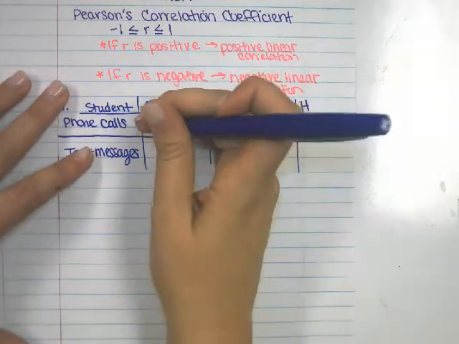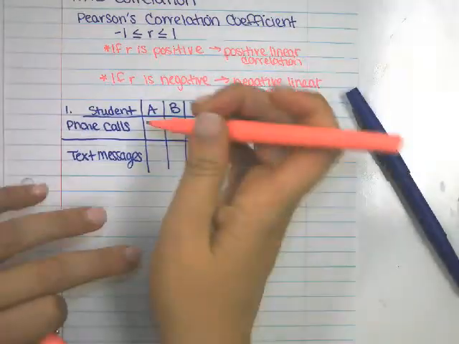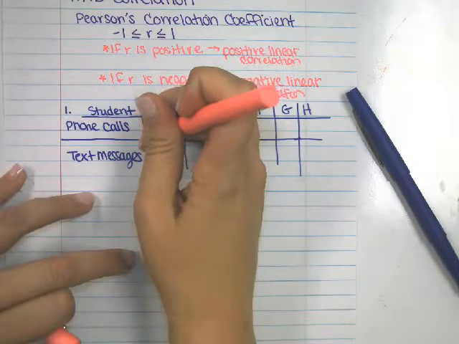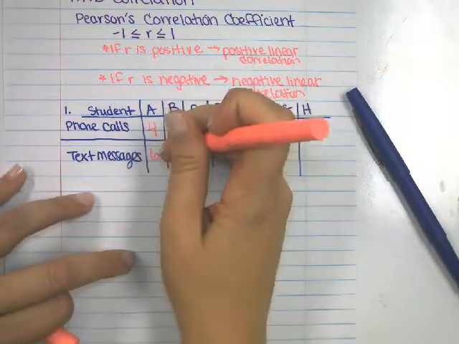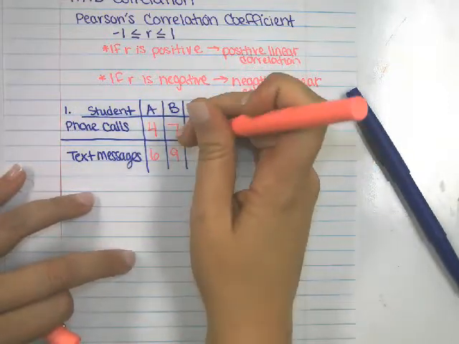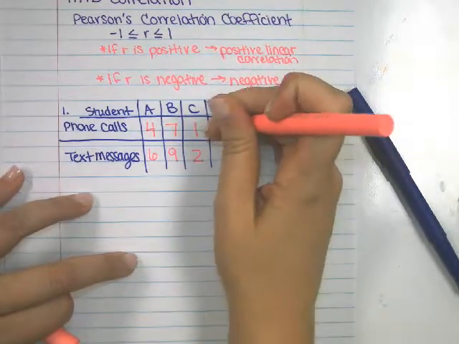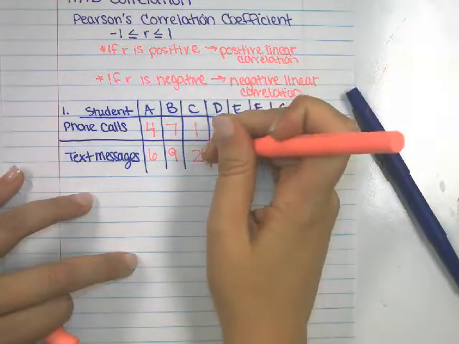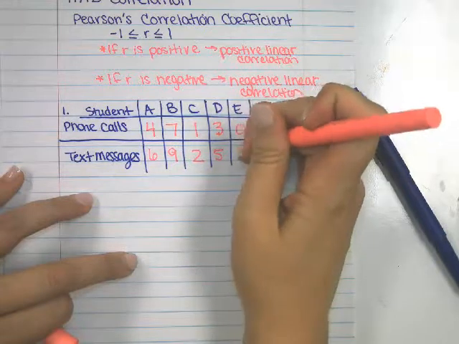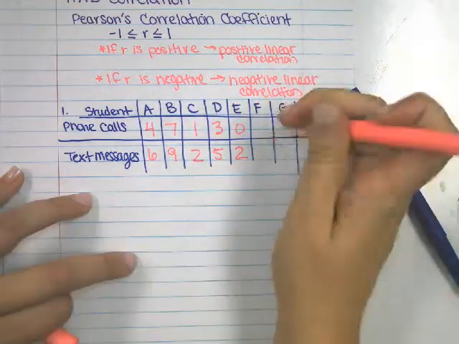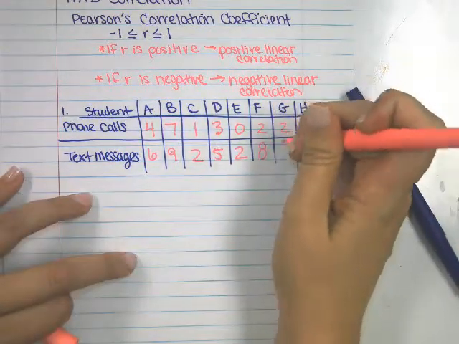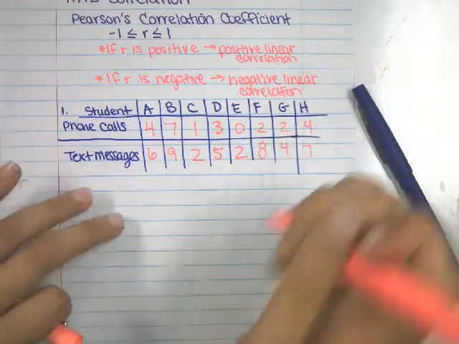Right? And then they said, okay, so student A in a certain day had 4 phone calls and 6 text messages, 7 phone calls and 9 text messages, 1 and 2. Oh, I skipped one, but you're probably not looking in the book. 3, 5, 0 and 2, 2 and 8, 2 and 4, and 4 and 7.